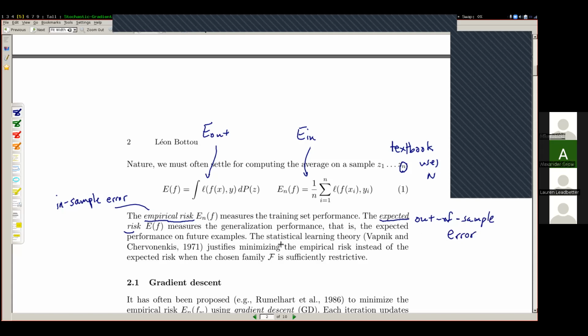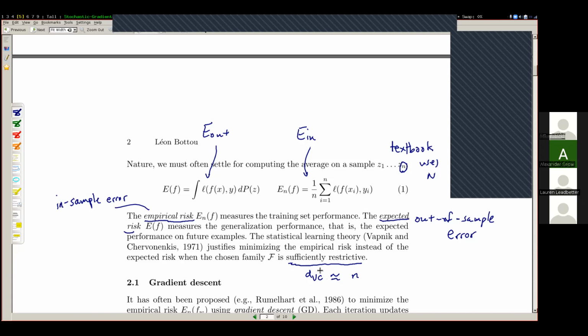And then they have this last sentence about statistical learning theory. VC theory justifies minimizing this empirical risk instead of the expected risk when the chosen family F is sufficiently restrictive. And for sufficiently restrictive, you're just supposed to know that it means that the VC dimension, d VC, is small relative to the number of data points that you have. By our VC dimension theorem, the generalization error is bounded by the ratio of the VC dimension and the number of data points. So if that ratio is small, then we're going to have a relatively small generalization error.